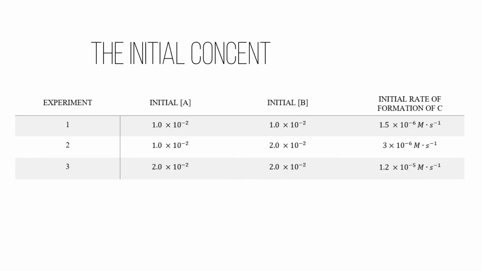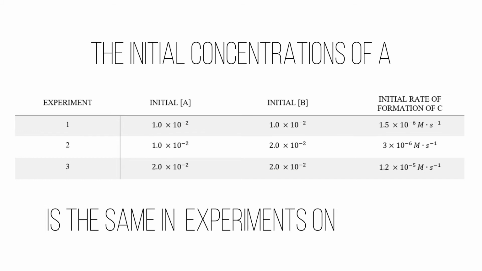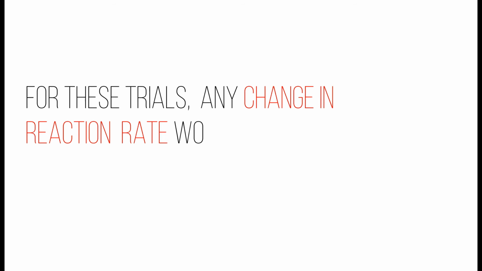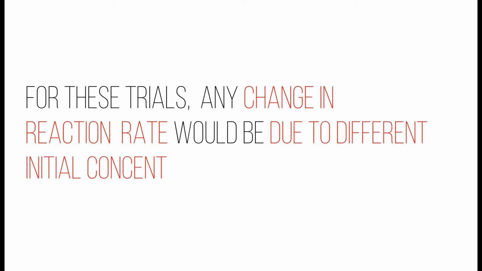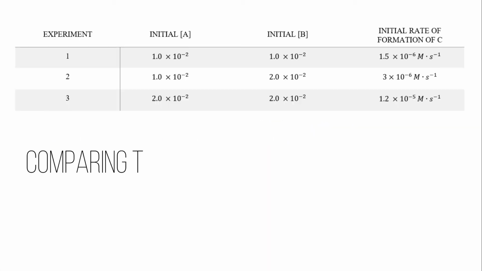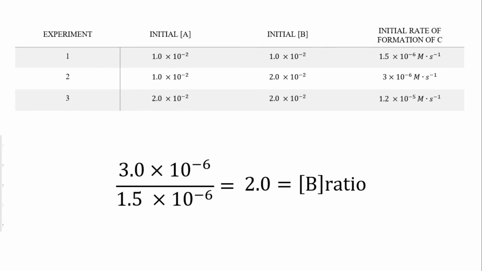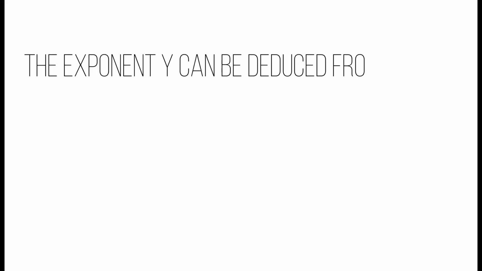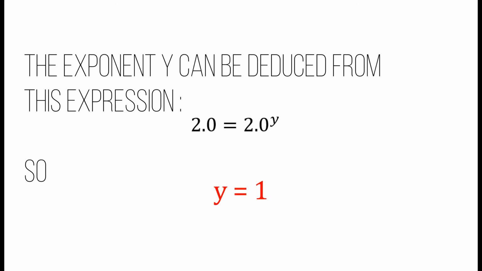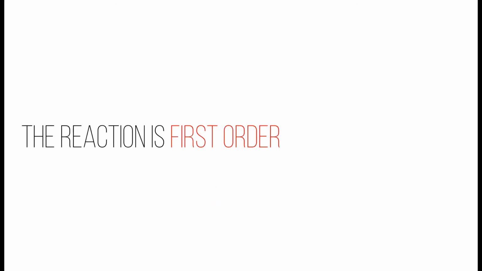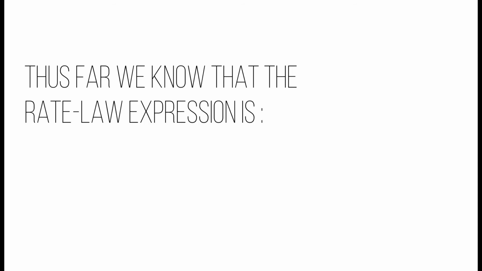The initial concentration of A is the same in experiments 1 and 2. For these trials, any change in reaction rate would be due to different initial concentrations of B. Comparing these two experiments, we see that B has changed by a factor of 2. The rate changes by a factor of 2. The exponent y can be deduced from this expression, so y is equal to 1.